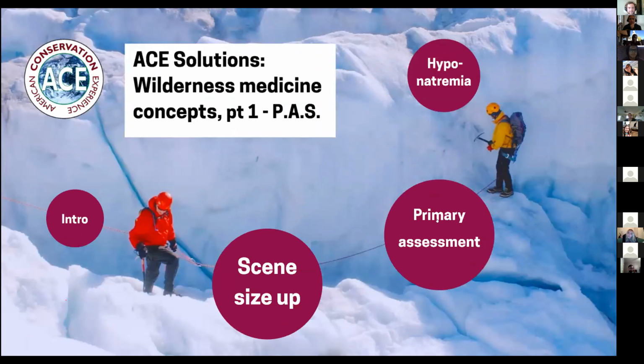Awesome sauce. So that kind of wraps up the intro, the scene size up, the primary assessment, and hyponatremia, which is a common environmental illness. And again, even if you don't have medical training, you can still understand the methodology of the scene size up and the primary assessment to make sure that you are safe as the rescuer, and to be thinking about, does this person have a critical airway, breathing, or circulation problem? You might not be able to treat it, but you can identify it and make an appropriate evacuation request. So I'll open it up to any questions.